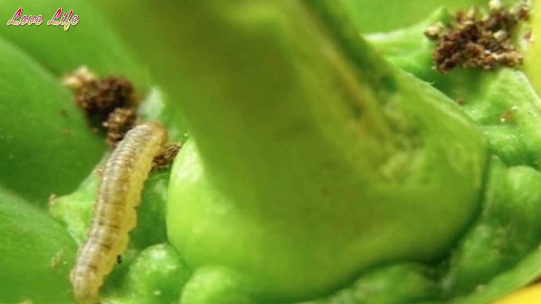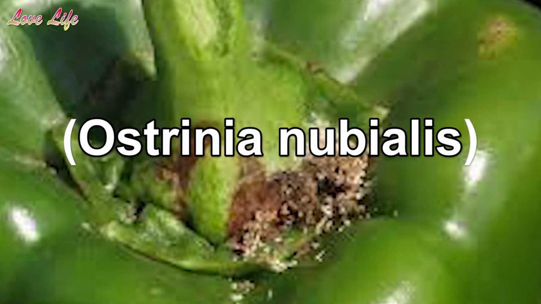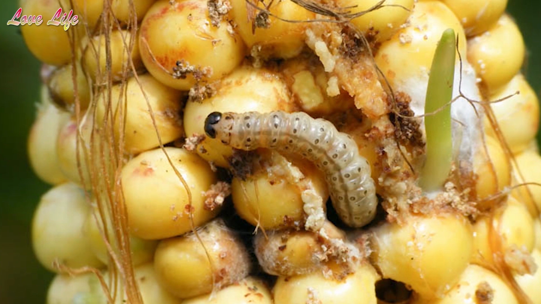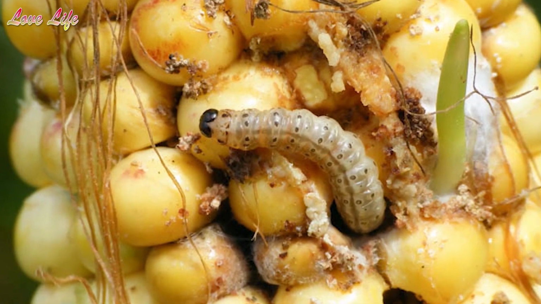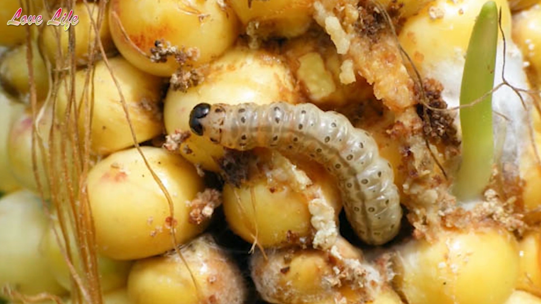The evasive European corn borer, botanical name Ostrinia nubilalis, is the most destructive, though not the most common, pepper pest. It's a more frequent problem in sweet types, but spicy peppers aren't safe either. Don't be fooled by the name. Just because it's called corn borer, it does not mean it only attacks corn.